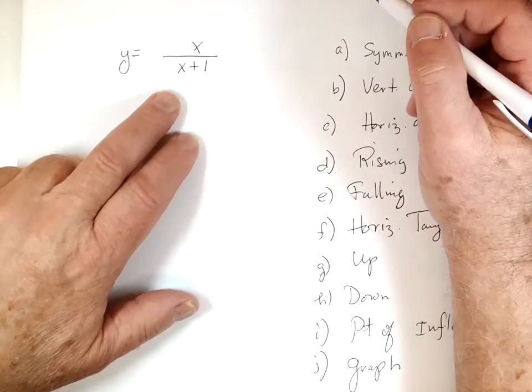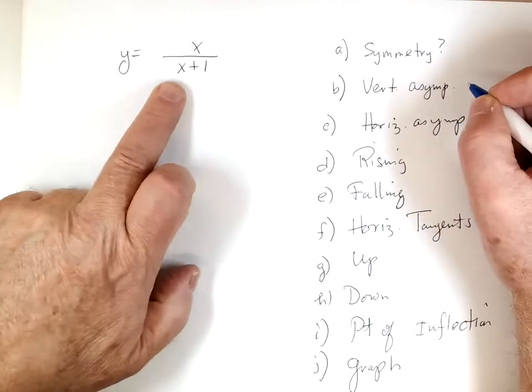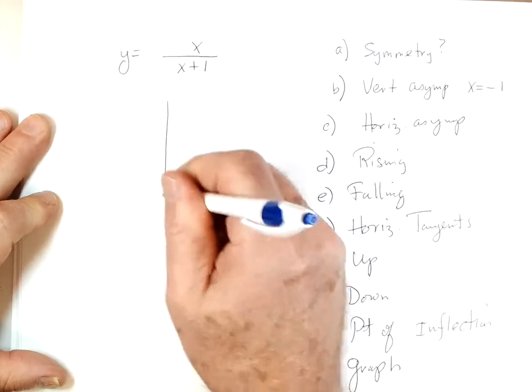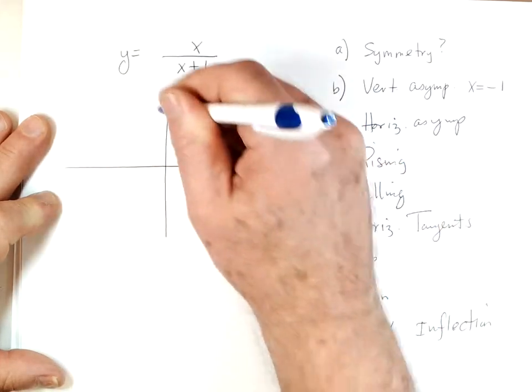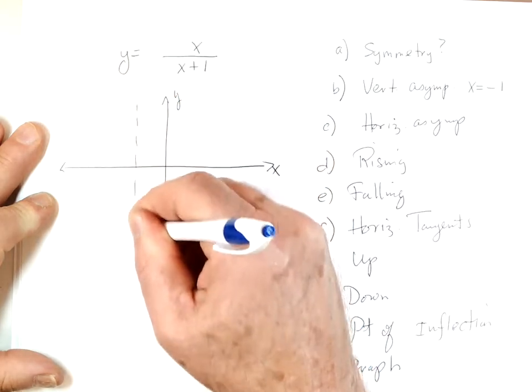Odd is symmetric over the origin, right? Yes. All right, let's go for vertical asymptotes. Yes, we got a vertical asymptote at x equals negative 1. So here's what we know: the graph cannot cross that line at x equals negative 1.